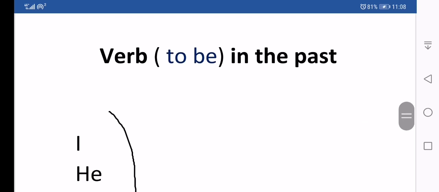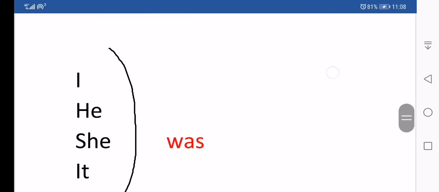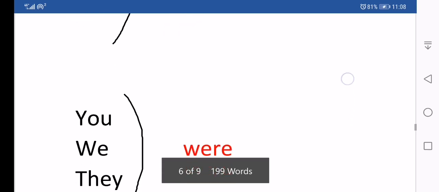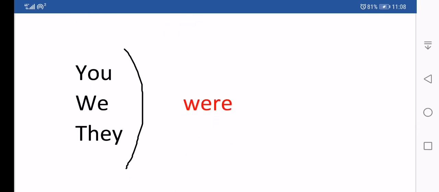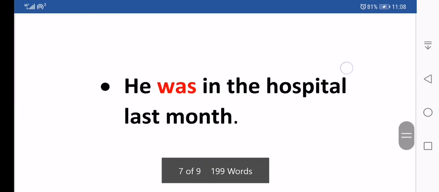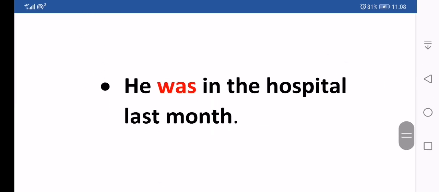So if we have the verb to be in the past, as you can see here, we have the subject pronouns I, he, she, it. All these pronouns take was in the past. And we have you, we, they, and the plural nouns, they take were in the past. For example, we say, he was in the hospital last month. So he takes was. He was in the hospital last month.